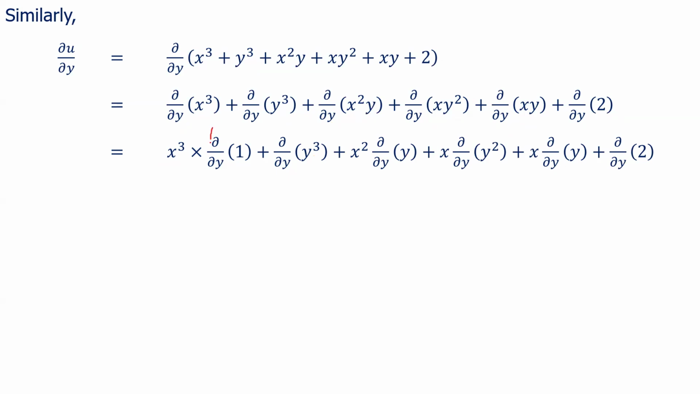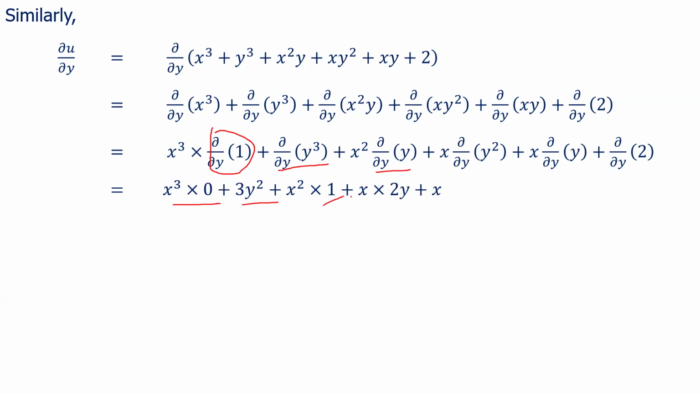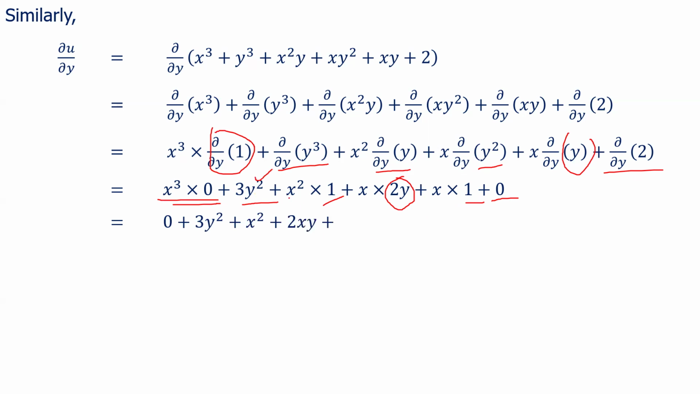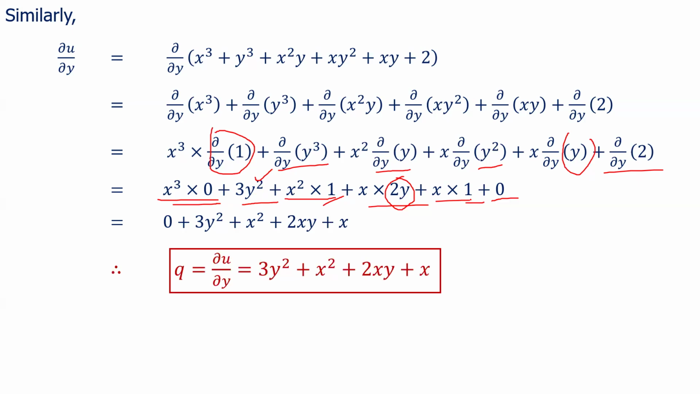Now, what is the partial derivative of 1 with respect to y? Constant, it is 0. So this part becomes 0. Partial derivative of y cube is 3y square. Partial derivative of y is 1. Partial derivative of y square is 2y. And partial derivative of y with respect to y is 1. And the partial derivative of 2 with respect to y is 0. If we simplify it, this becomes 0, 3y square plus x square plus 2xy plus x.